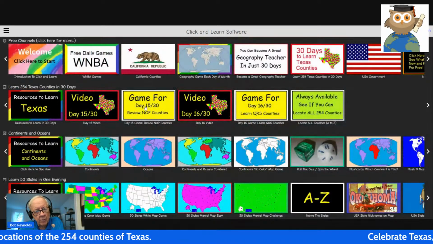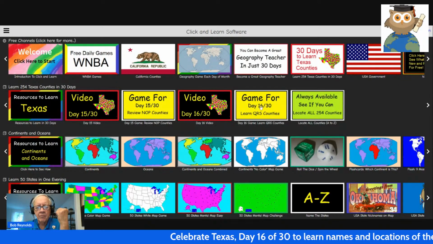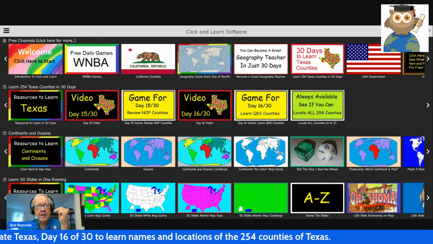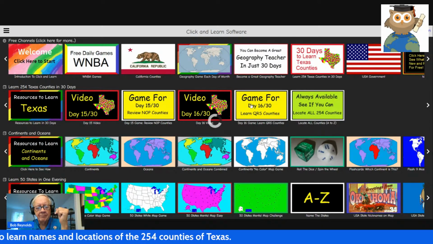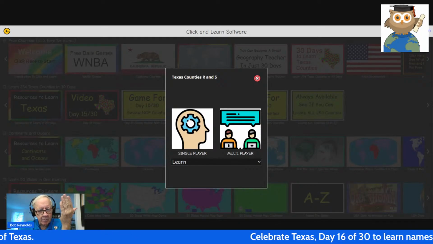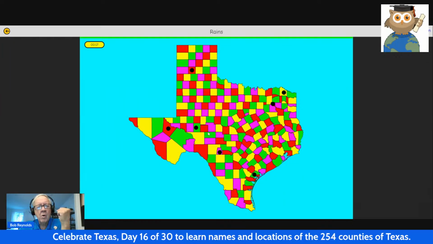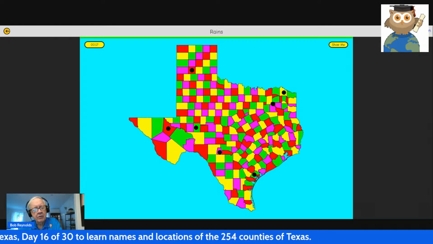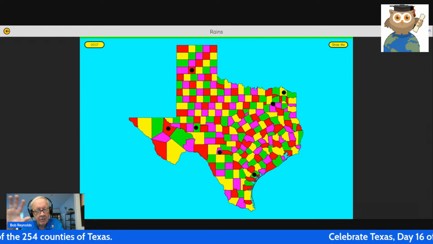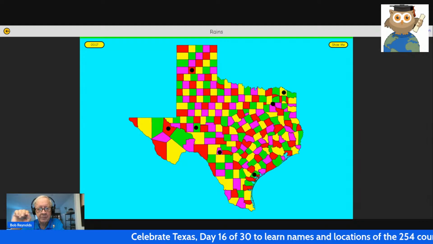I could have switched to test mode and done a test, but let's go into the project for today, and that is to learn the names of the counties that begin with the letters Q, R, and S. I click single player and get into learn mode. There are no counties in Texas that begin with the letter Q. There are counties in Texas that begin with all of the letters from A to Z except Q and X.